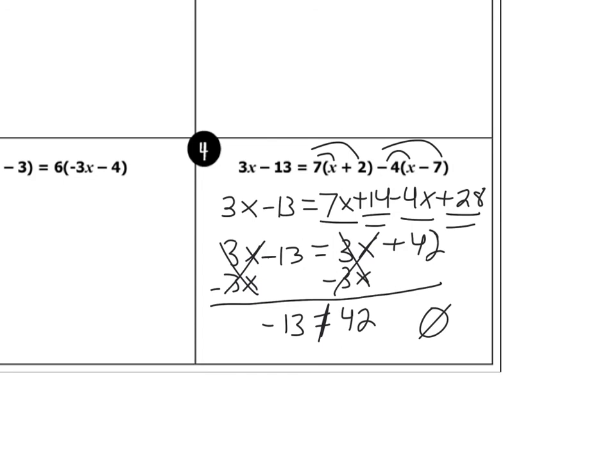So go ahead and practice these. You're going to get a worksheet now to do. Practice them. Watch this video again if you need to. So remember, if you're left with two constants, if they're equal to each other, then there's an infinite amount of solutions. If they are not equal to each other, then there are no solutions.